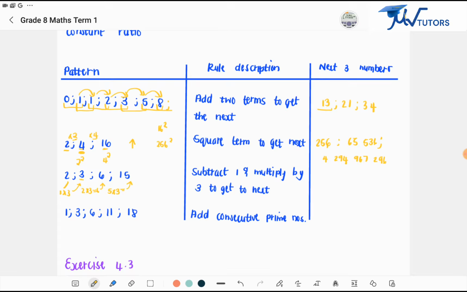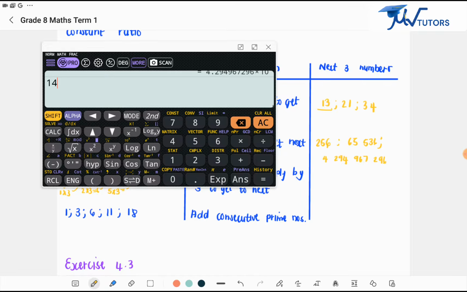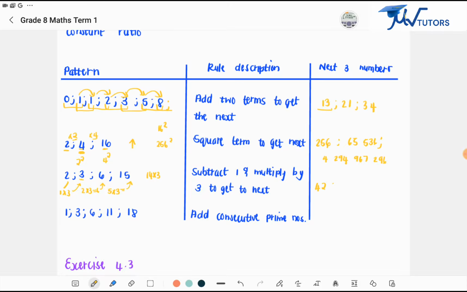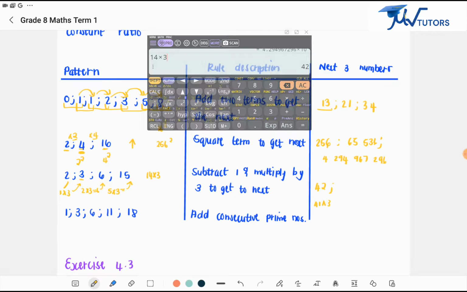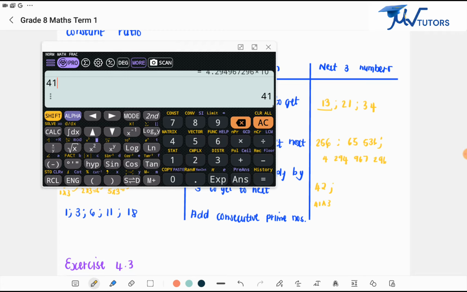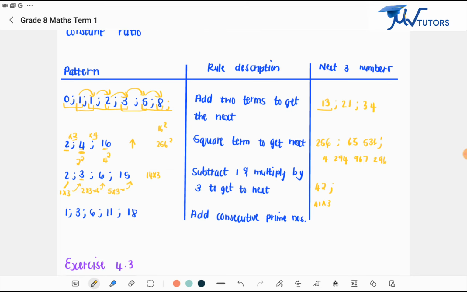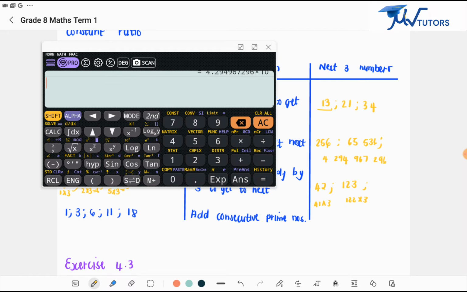15 minus 1 is 14. 14 times 3 is 42. So that's the next term. 42 minus 1 is 41. And 41 times 3 is 123. 123 minus 1 is 122, and 122 times 3 is 366.